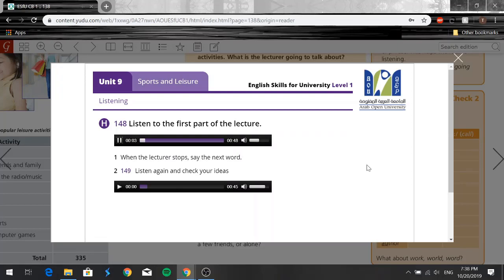148. Exercise H. Listen to the first part of the lecture. We do some leisure activities with hundreds of other. For example, watching football or watching a film or going to see a play. We do some leisure activities with one or two of our. For example, watching television or shopping at the. We do some leisure activities alone. For example, reading or listening to music on an MP3.